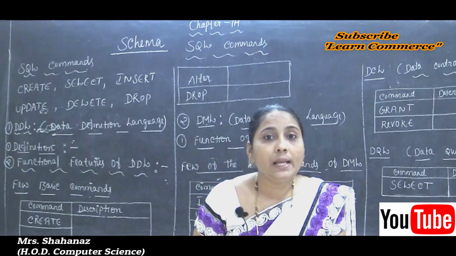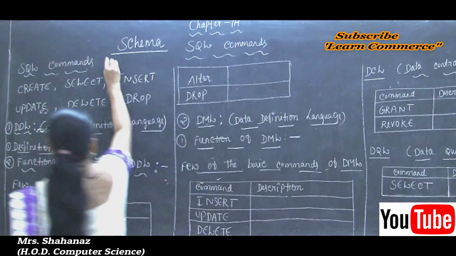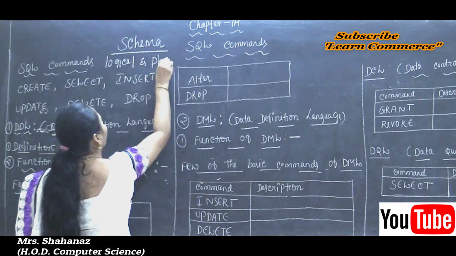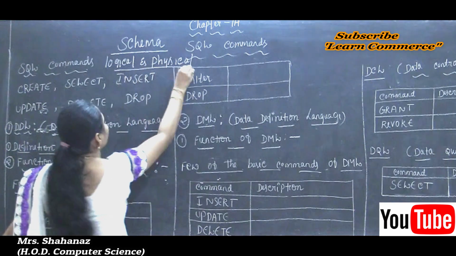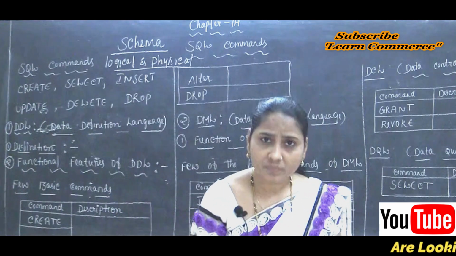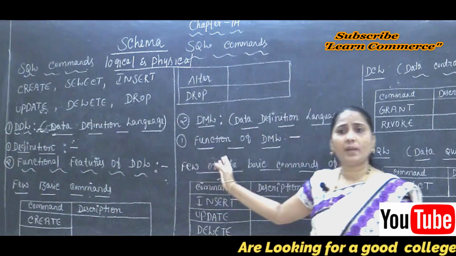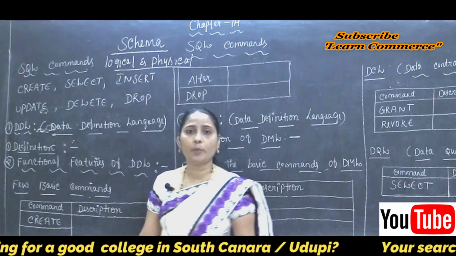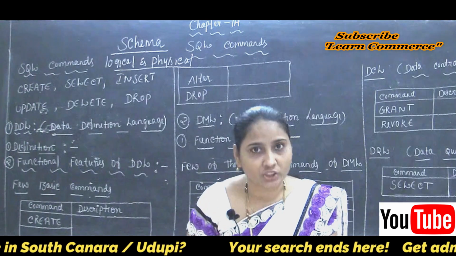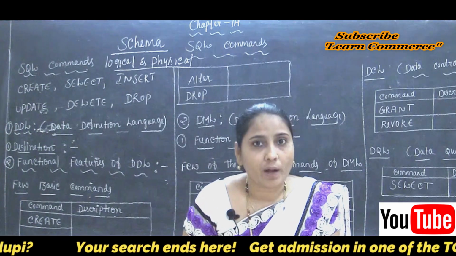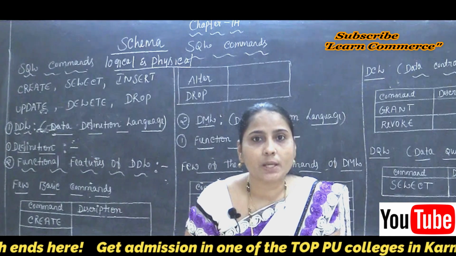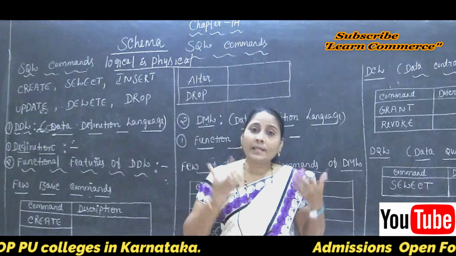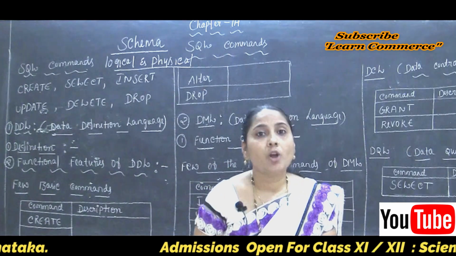Our DDL defines the conceptual schema, and the DDL provides the link between the logical as well as the physical data structure. Why? Because the DDL defines our physical as well as the logical data structure. Now let's look at the explanation of our logical data structure, the conceptual schema. This conceptual schema deals with the logical structure of the database, so it is also called the logical level.